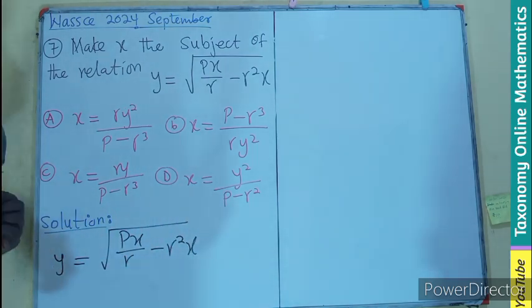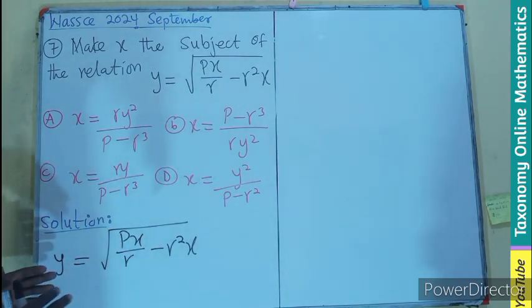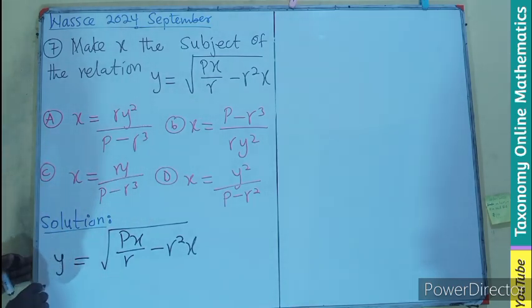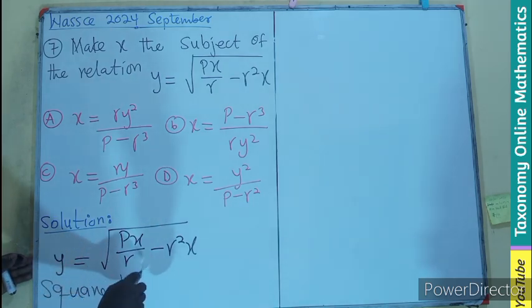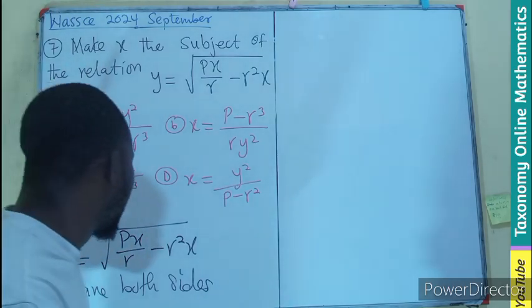If you have any equation that contains a square root, the best option is to find the square of both sides so that we can take care of the square root. So we are going to square both sides. We are squaring both sides of the equation.